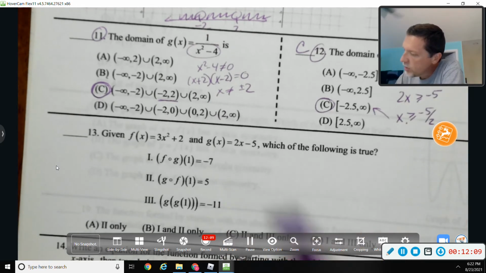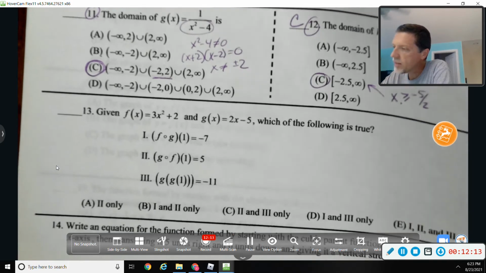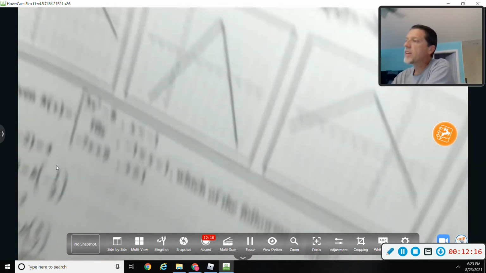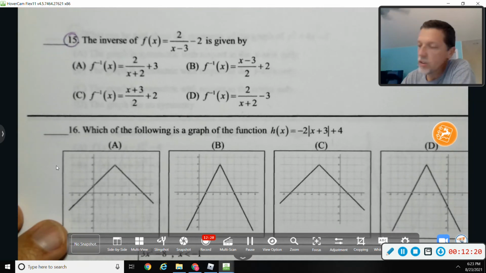13, similar to one we just did a few minutes ago. 14, you guys are pretty good at that. Skip ahead to 15, an inverse. Okay, to find an inverse, switch x and y.